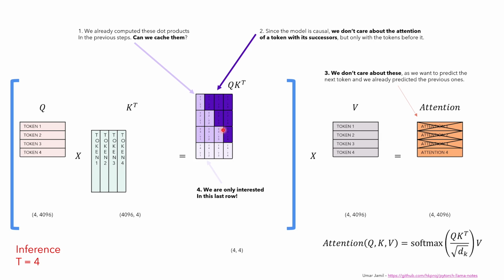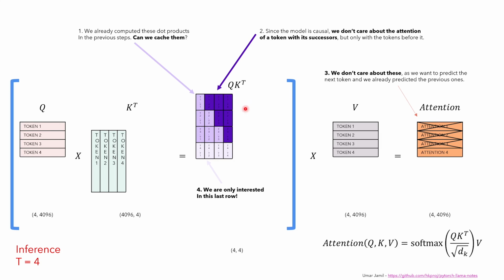Yes, we can. And then, since the model is causal, we don't care about the attention of a token with its successors, but only with the tokens before it. So, as you remember, in the self-attention, we apply a mask, right? So the mask is basically, we don't want the dot product of one word with the words that come after it, but only those that come before it. So basically, we don't want all the numbers above the principal diagonal of this matrix. And that's why we apply the mask in the self-attention.